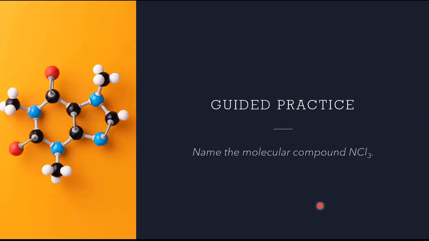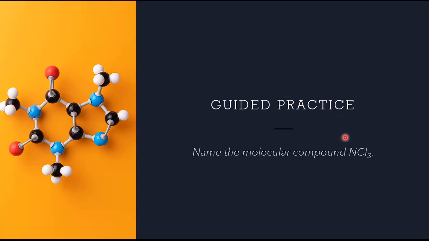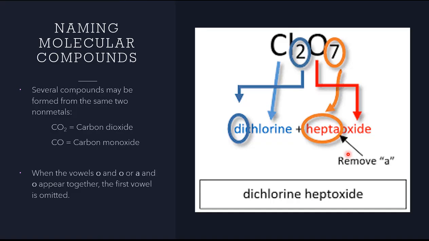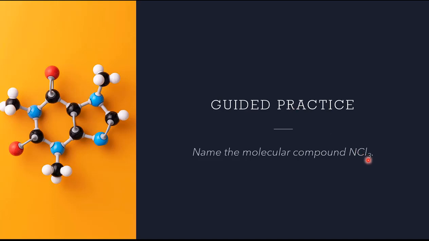All right, so let's practice this a little bit. Let's name the molecule NCl3. So again, going back to our rules, when naming a molecule, the first nonmetal in the formula is named by its element name. So here it would be nitrogen. The second nonmetal is going to be named using the first syllable of the name followed by "ide." So it would be chloride. And because there's a 3 after the chlorine, that indicates there are 3 chlorine atoms in this compound. Therefore, it should be nitrogen trichloride.